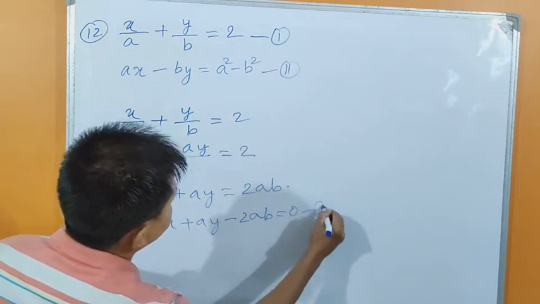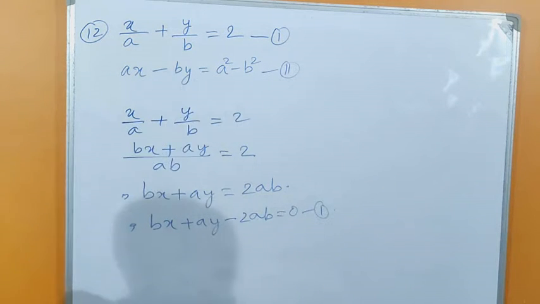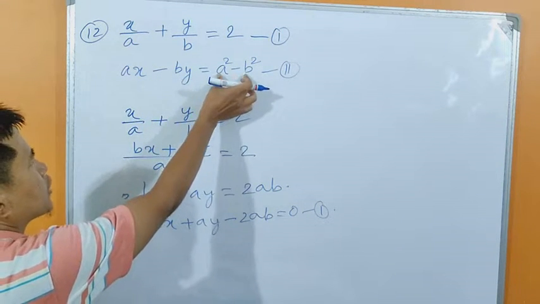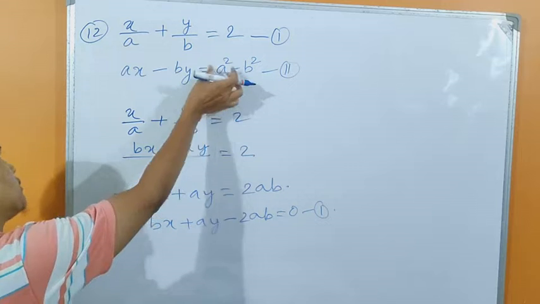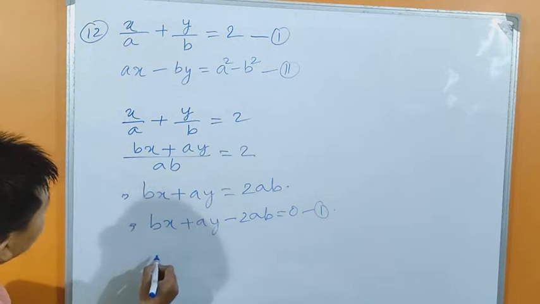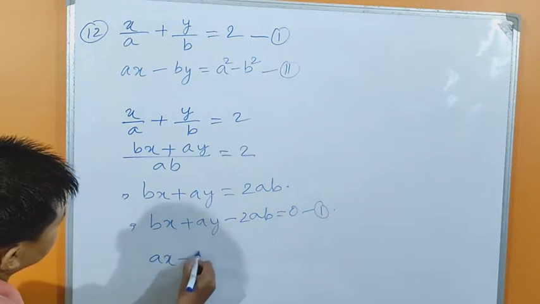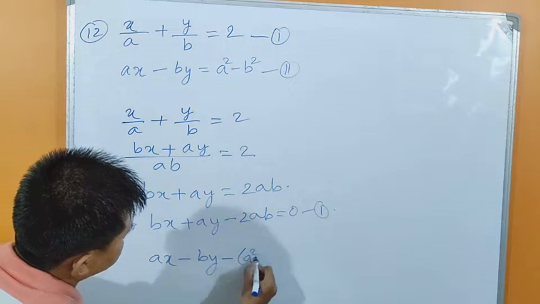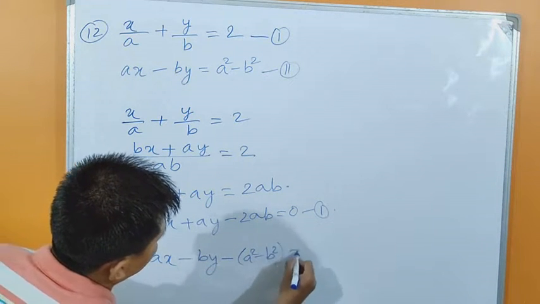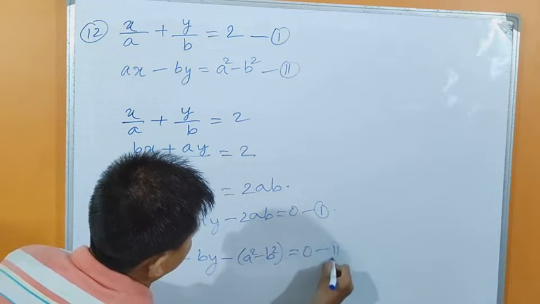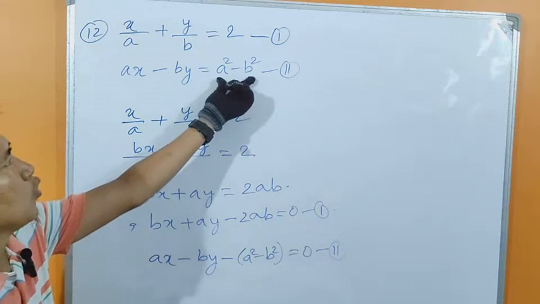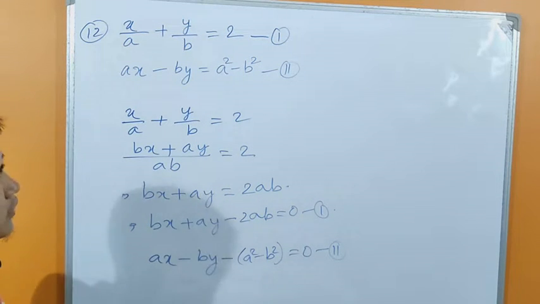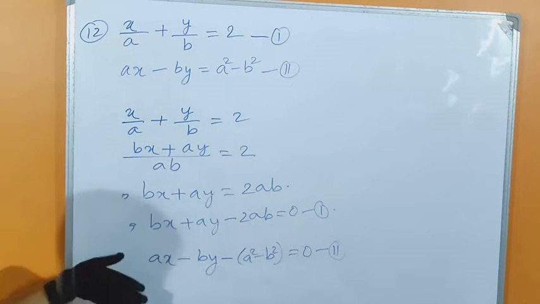This is equation 1. And equation 2 is simple. Equation 2 we have AX minus BY equal to A square minus B square. We bring this A square minus B square to the left hand side. AX minus BY minus A square minus B square equals 0. This is equation 2. We brought the whole A square minus B square to the left hand side and it became minus here. Please take the screenshot of this.